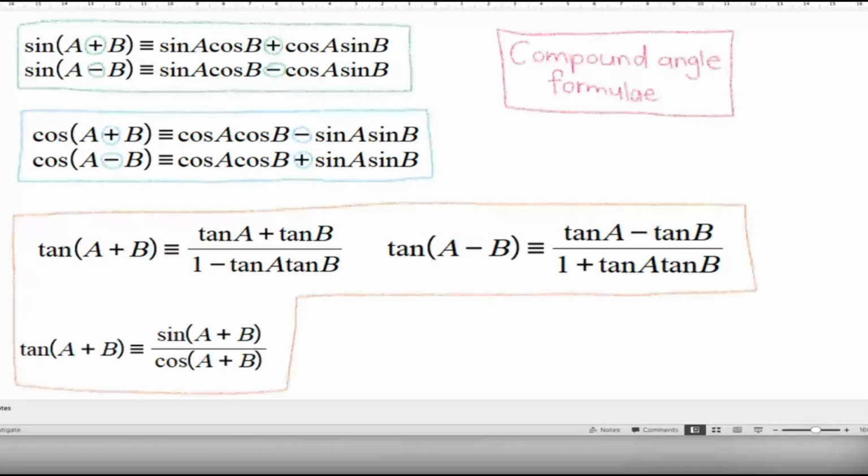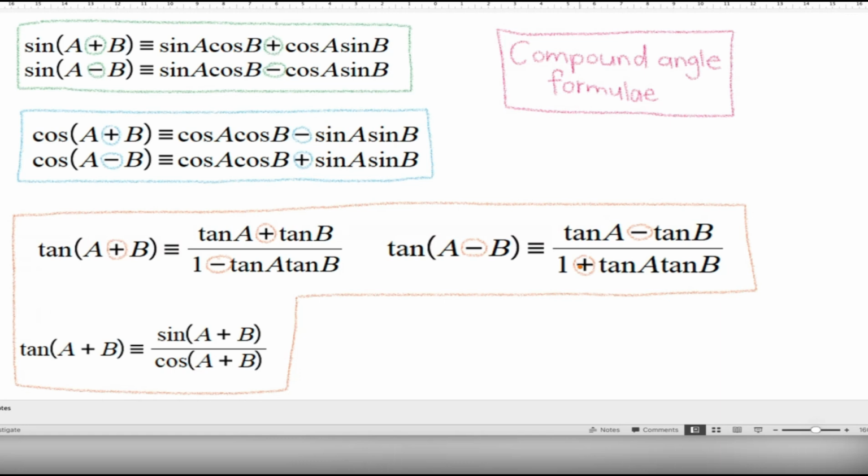Now, for the tangent formulae, the positive and negative sign on the left-hand side actually matches the one in the numerator on the right-hand side. And it is opposite to the one in the denominator. So here we have a plus. It matches the sign in the numerator, but it is opposite to the sign in the denominator. Here we have a minus. It matches the sign in the numerator, but it is opposite to the sign in the denominator.